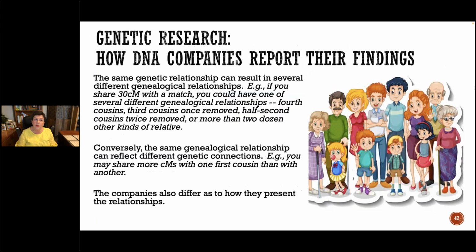So how do the DNA companies report their findings? The same genetic relationship can result in several different genealogical relationships. For example, if you share 30 centimorgans with a match, you could have one of several different genealogical relationships: fourth cousins, third cousins once removed, half second cousins twice removed, or more than two dozen other kinds of relative.